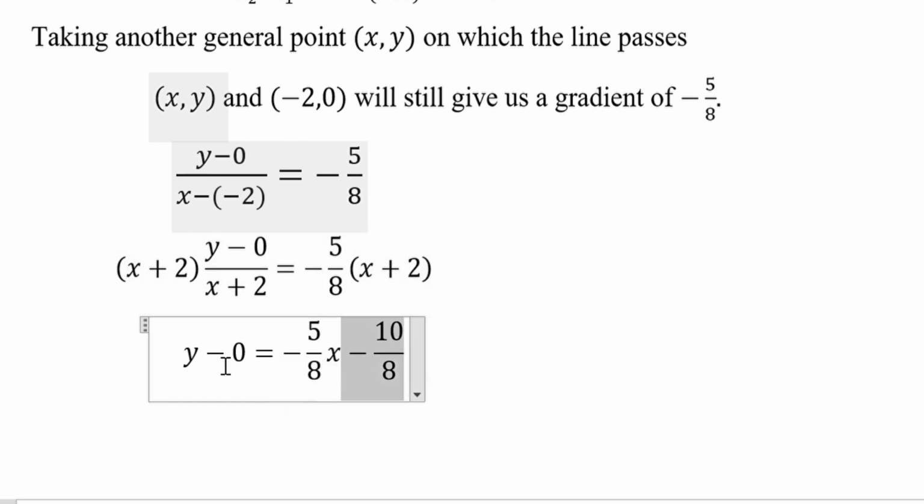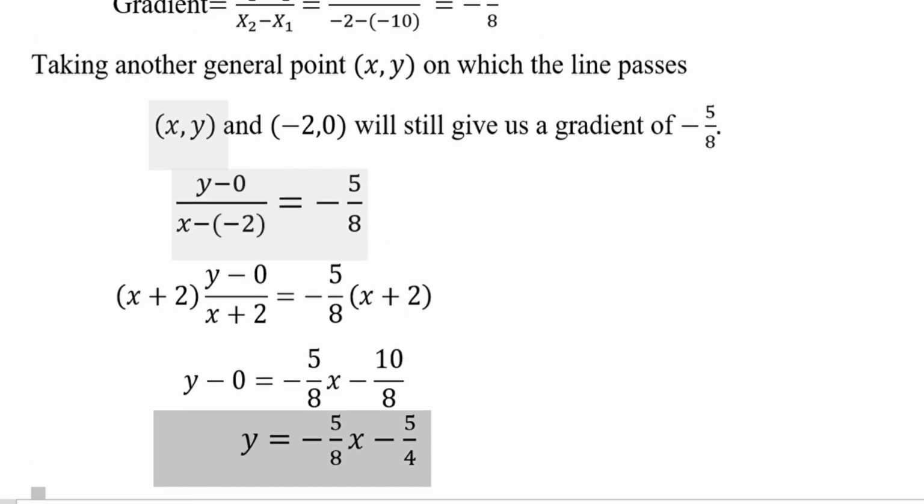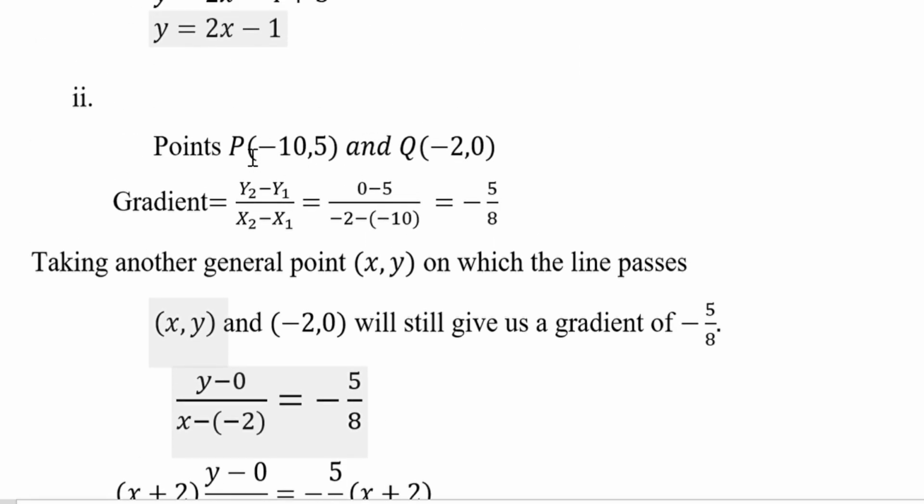Then take this 0 across equal signs. Of course, it will not change anything because 0 has no value. So we shall have y being equal to negative 5 over 8x minus 5 over 4 when this one is simplified. So this is the equation of the straight line which passes through point P and Q.